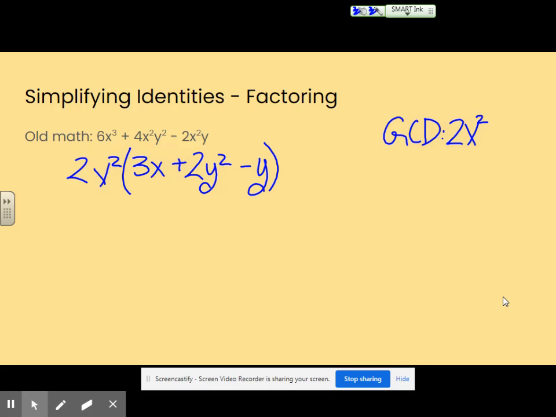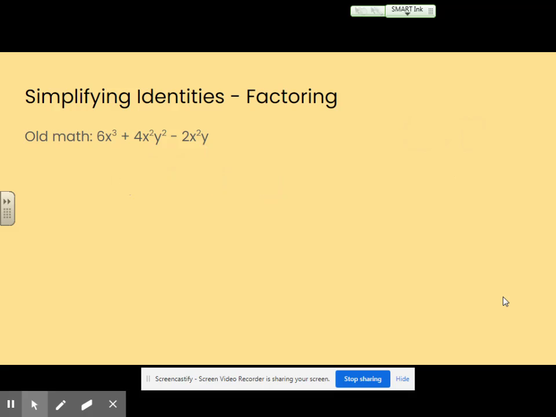All right, so this is what we would have done before when we were doing just regular algebra, but now we're going to move on to what would happen if we added this with trig. So it's the same idea. We're still looking for that greatest common denominator, or greatest common factor. What is in each of our pieces?